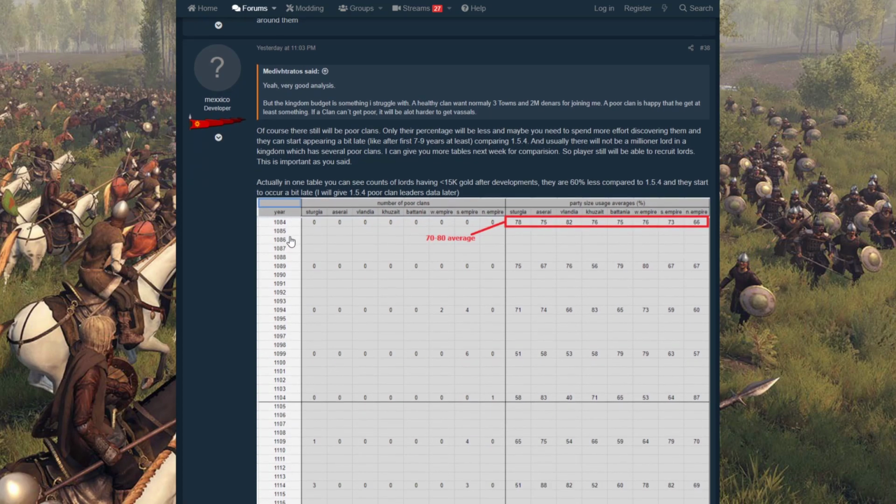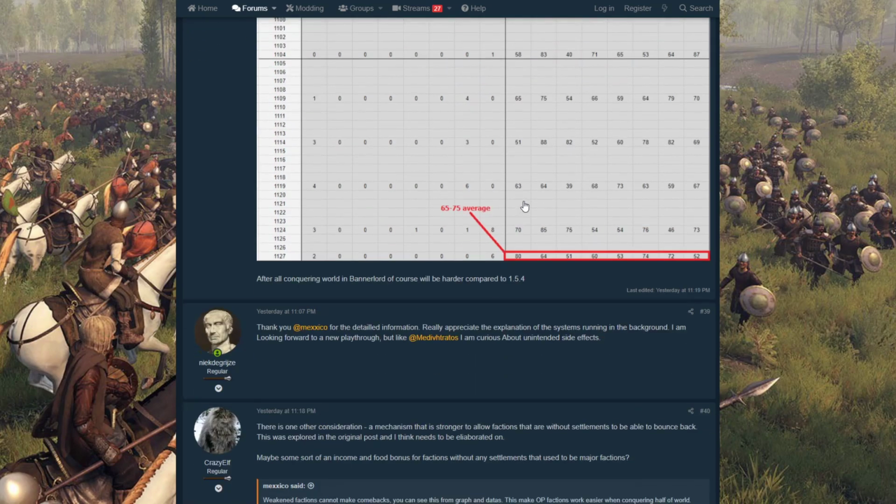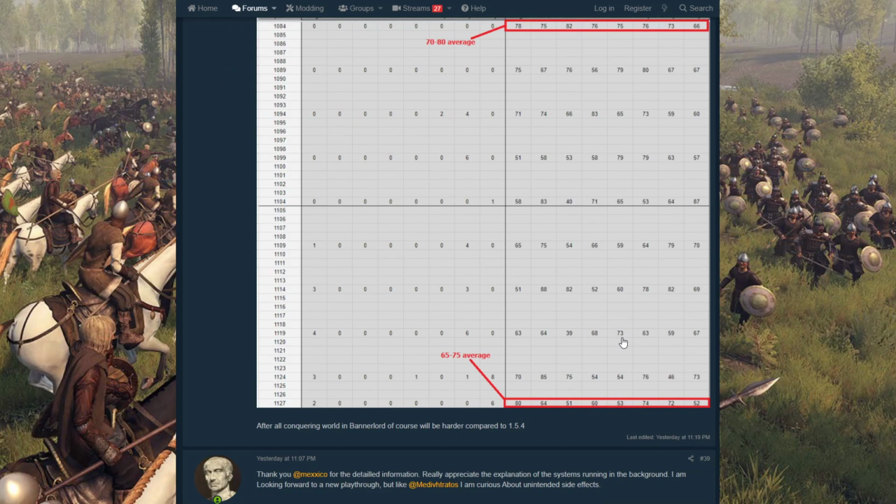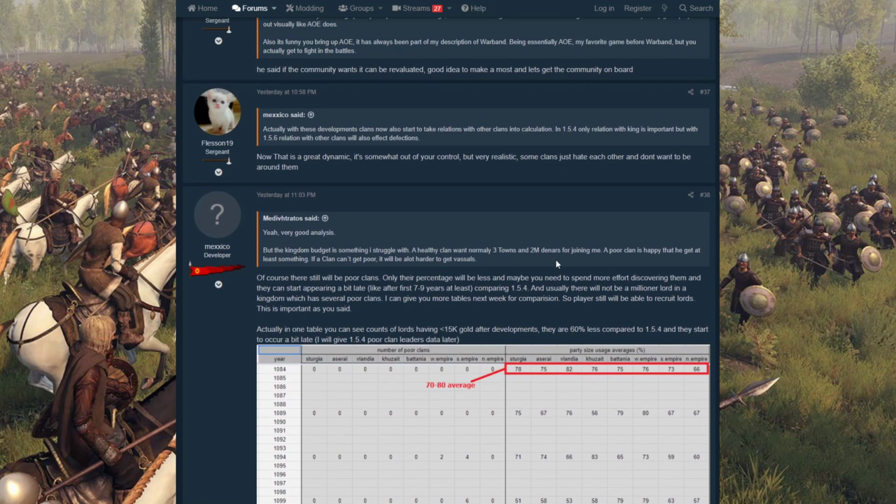Okay. Actually, in one table, you can see the counts of lords having under 15k gold after developments. They are 60% less compared to 1.5.4, and they start to occur a bit late. I will give 1.5.4 poor clan leaders data later. I think overall this is a good change. You know what I mean? I think the sharing of wealth and all that is a good change.